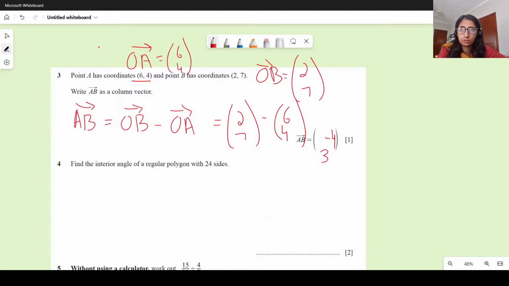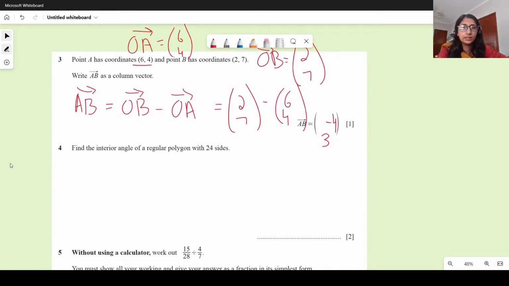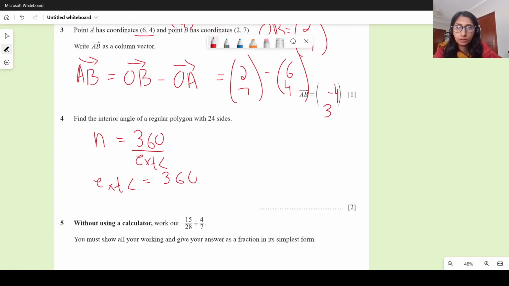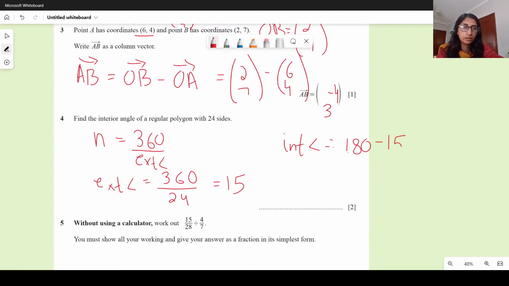Question number 4. Find the interior angle of a regular polygon with 24 sides. So I'm going to use this formula, which is n equals 360 over exterior angle. Exterior angle is equal to 360 over n, which is the number of sides, which is 24. What is 360 divided by 24? It's 15. So exterior angle is 15, which means interior angle would be 180 minus 15 degrees, which is 165 degrees.